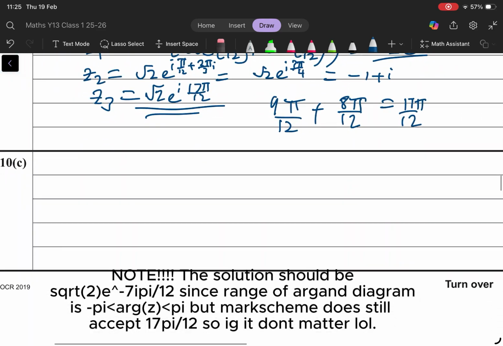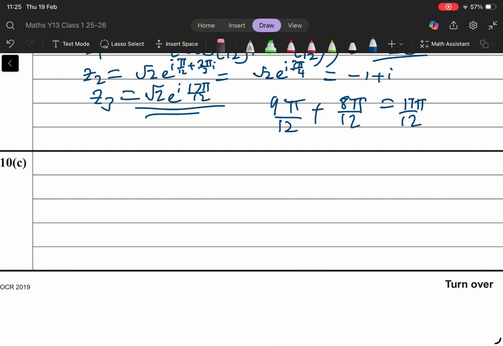Right, next question. Chris says the complex roots of a polynomial equation come in complex conjugate pairs. Explain why this does not apply to the polynomial equation in part A.